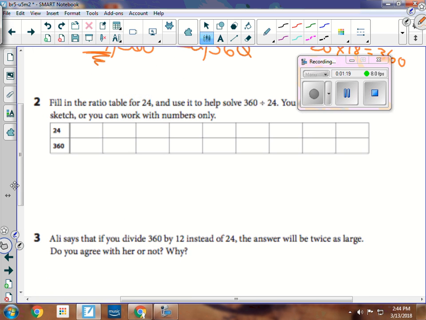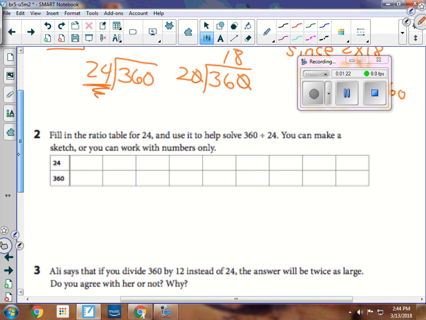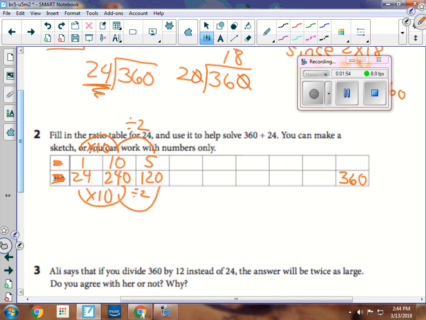Number two, now you're going to actually do it. How many 24s are in 360 using the ratio table? Now my grid is wrong. It should match what you have. So how many 24s does it take to get to 360? I'm going to jump to 10 of those. Remember, this is a ratio, so 10 24s is 240. Then 5, which is half of 10, would be half of 240, which is 120. And if I add those two together, I do get 360, and it takes 15 24s.